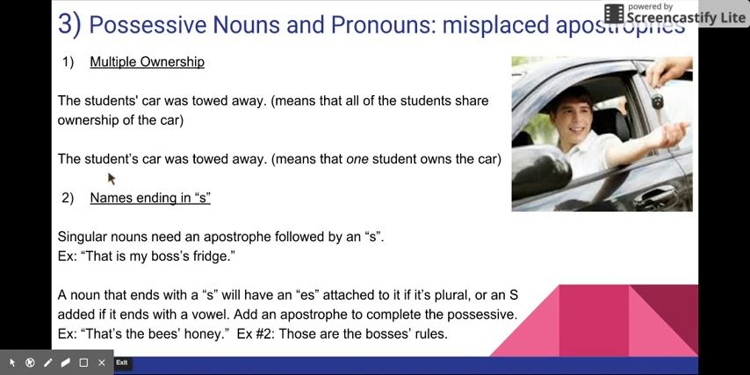If I put the student, and in this case I have student apostrophe S, it implies that one student owned that car and it was towed away. For example, this guy, maybe he got an unlucky break.